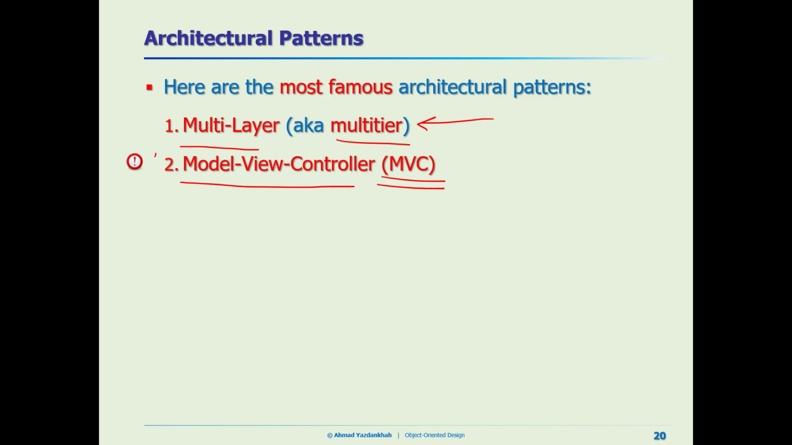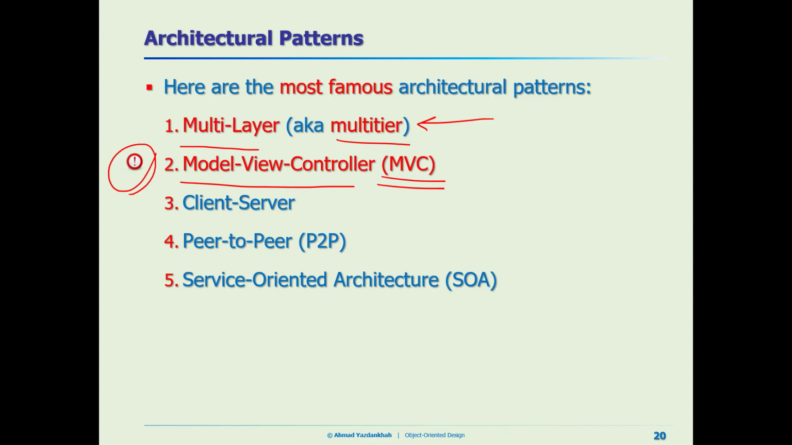I put an exclamation mark there. That's a very important thing. It's a must-know architectural pattern. Also, we have client server, we have peer-to-peer architecture or P2P, service oriented architecture or SOA, microservices, and so forth. We have a lot, right?